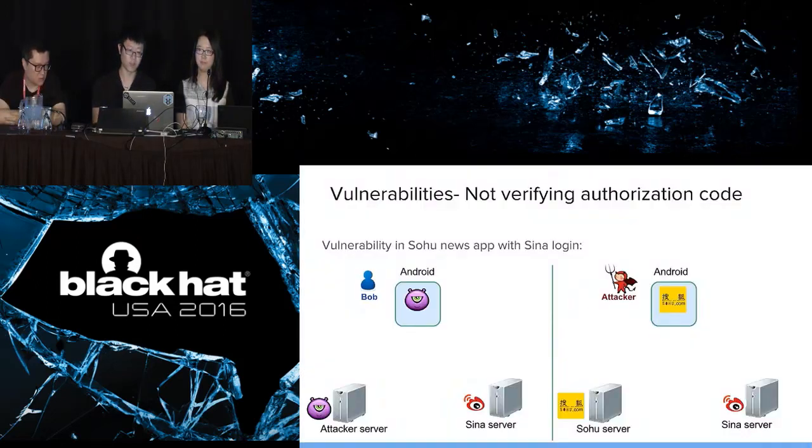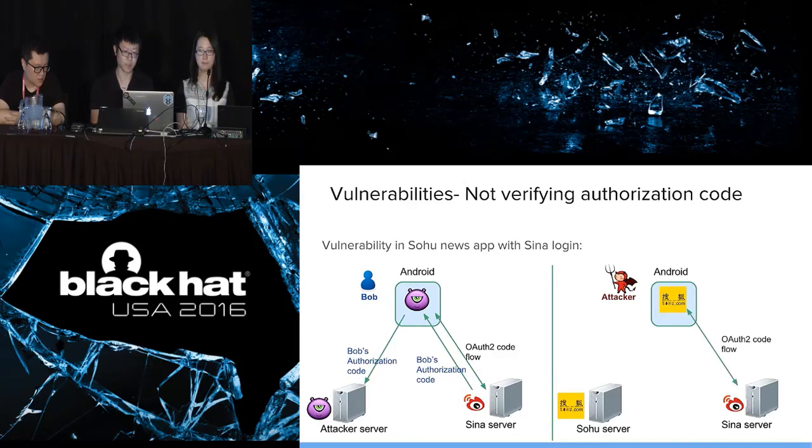So this is a vulnerability we found in a very famous China provider, Sina, and the relevant party we use is called Sohu News. First of all, Bob is using an application controlled by the attacker, and it starts with Sina's OAuth 2 code flow. So Bob's authorization code can be sent to the malicious application, and then the attacker owns Bob's authorization code.